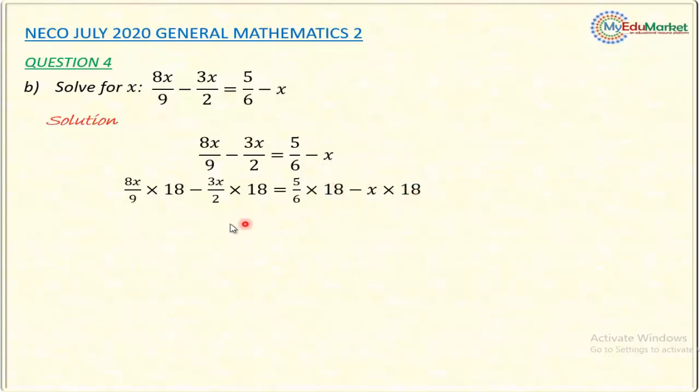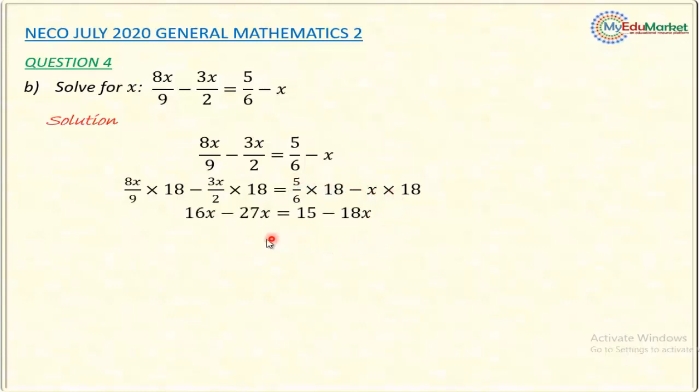So let me continue. This 8x over 9 times 18: 9 can divide 18 to get 2, so 2 times 8x will now be 16x. 2 in 18 is 9. 9 times this 3x is going to be 27x. 6 in 18 is 3. 3 times 5 is 15. Then x times that.